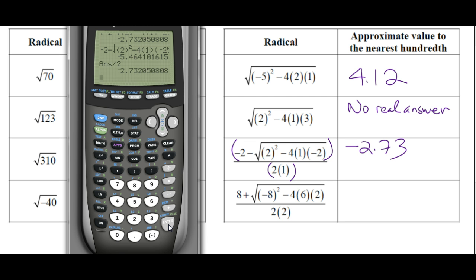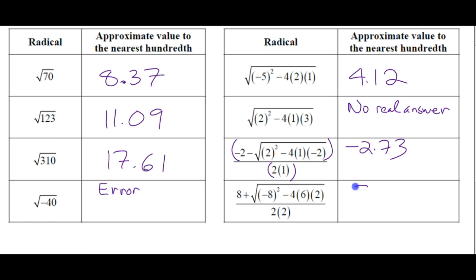Okay, so I'm going to go 8 plus, I'm going to work out the top, second function root. Bracket, negative 8, bracket, squared, minus 4, bracket 6, bracket, bracket 2, bracket. I'm done that. Divided by 4 is 3. That worked better in my head than it does on a calculator.